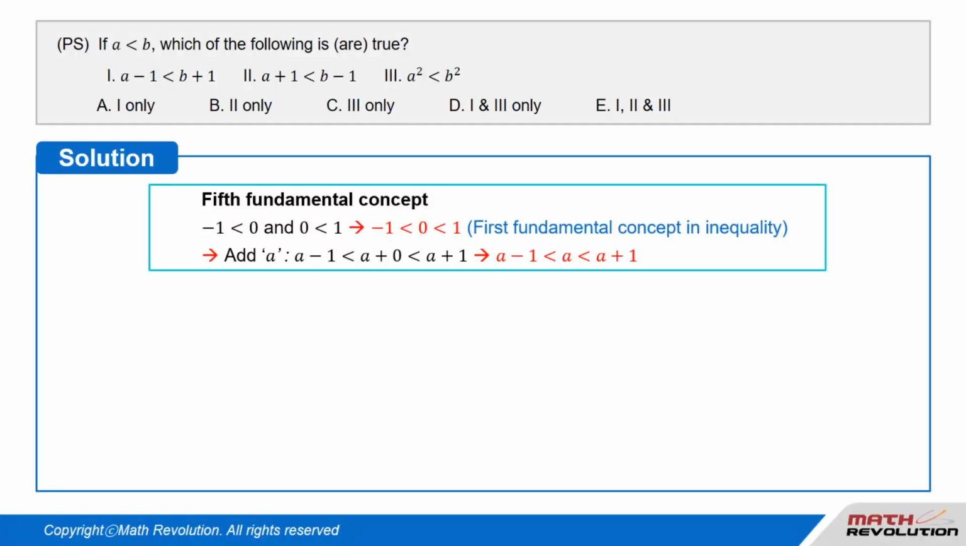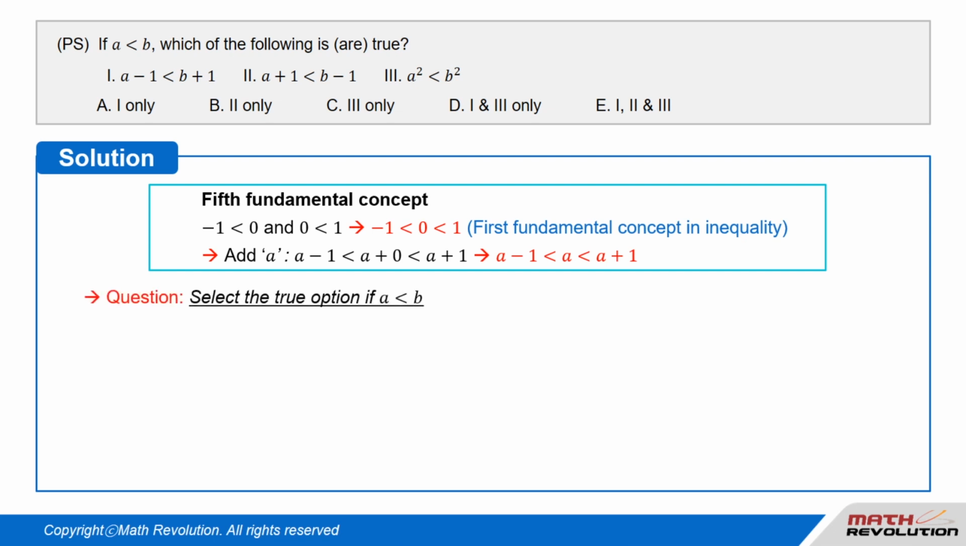Solution. The fifth fundamental concept in inequality. We know that -1 is less than 0 and 0 is less than 1, so we can write -1 is less than 0, which is less than 1, by the first fundamental concept in inequality. Now, when we add A to all, the inequality becomes A minus 1 is less than A plus 0, which is less than A plus 1. That is, A minus 1 is less than A, which is less than A plus 1.